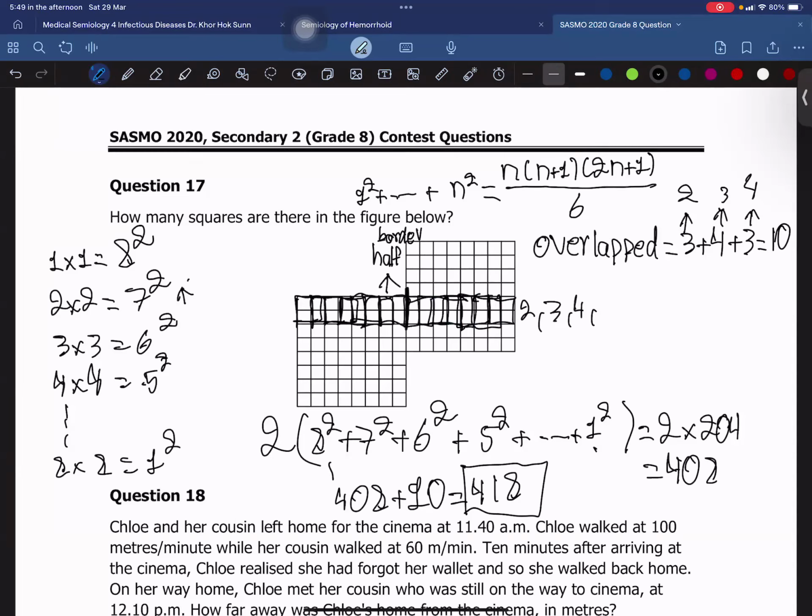Yeah, so we're going to stop here, which is our border. But in there, we also have this thing and this thing. That's why we count it as the overlapping part. Do you understand it?